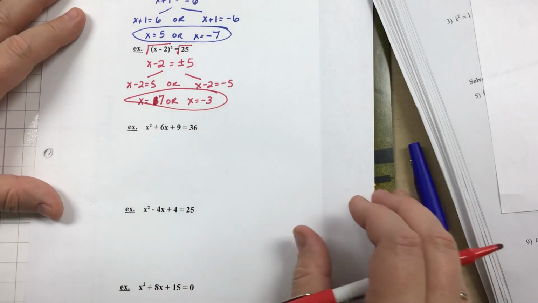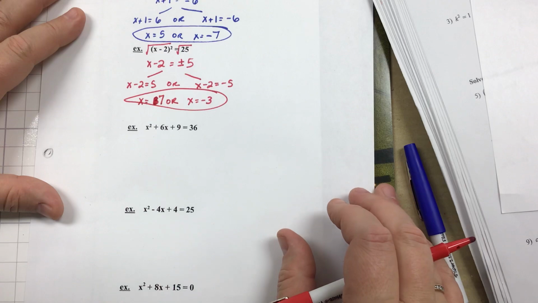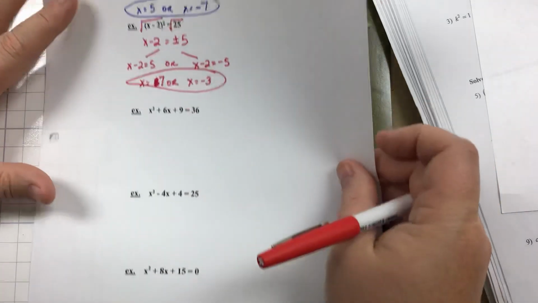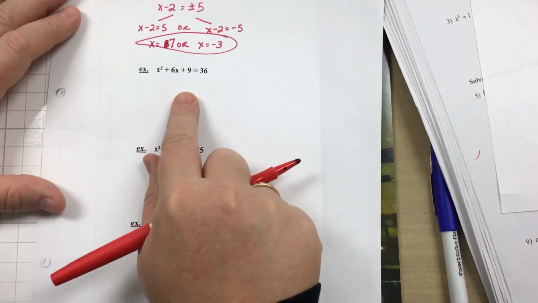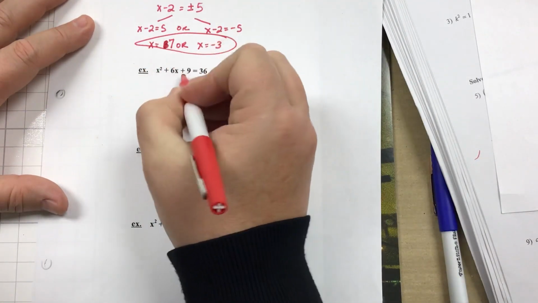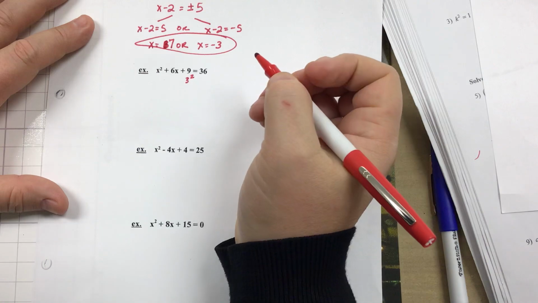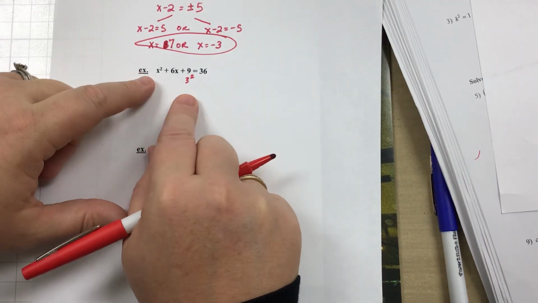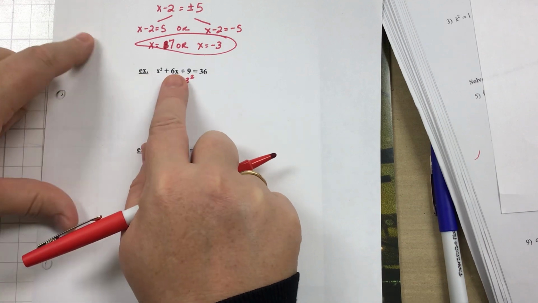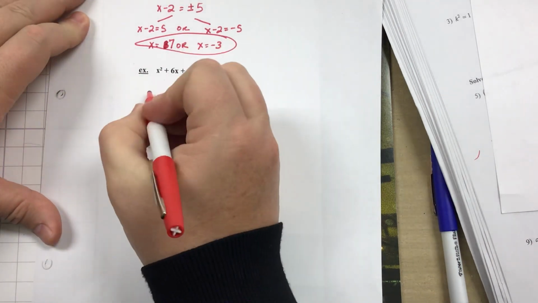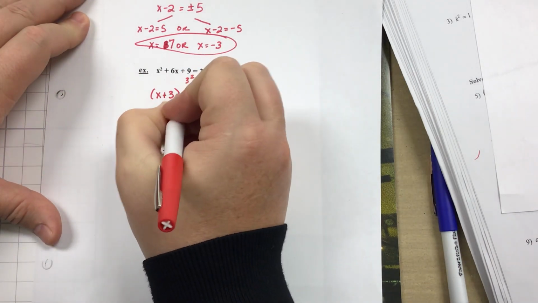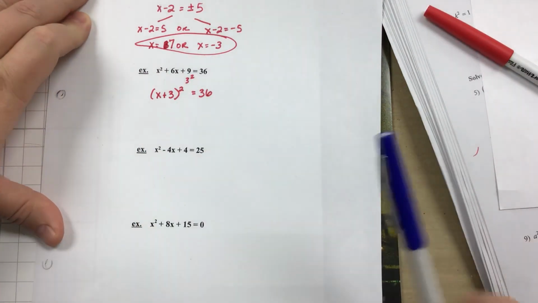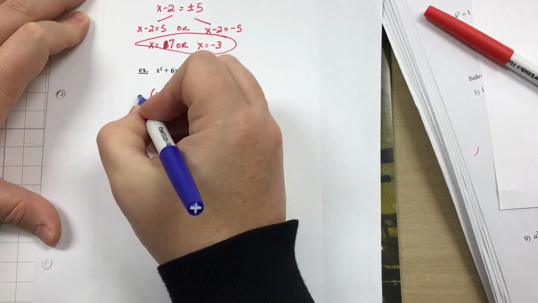Now, the next two that I'm going to do, we're going to have to factor it first as a perfect square. Okay, so on this one, if I think of 9 is 3 squared, right? And if I test it, thing 1 times thing 2, x times 3 is 3x. If I double it, I do get a 6x. So this is going to factor into x plus 3 quantity squared, again, equals 36. So next I'm going to take the square root of both sides.